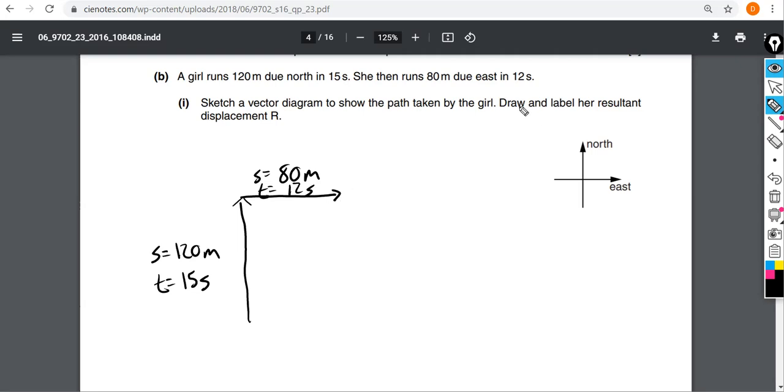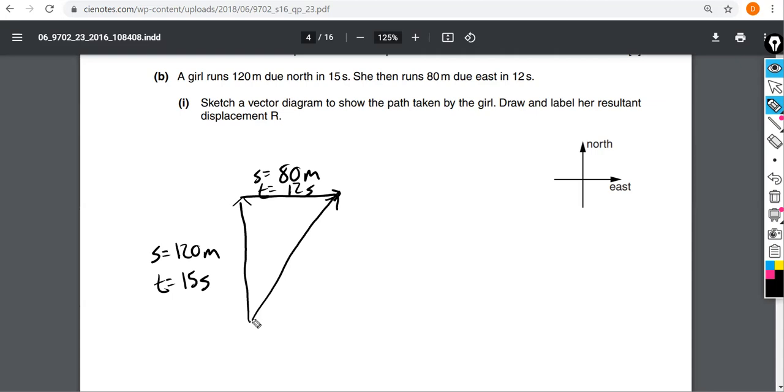It says, draw and label the resultant displacement R. So if you remember that displacement is defined as the net change in position, it's from start to end. What do you think the solution to this is going to look like? What am I going to draw here? Who can show me with an arm vector in the class? There you go. It's going to be this guy right here.